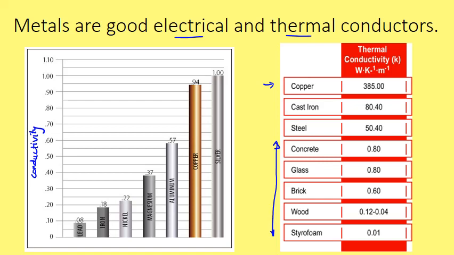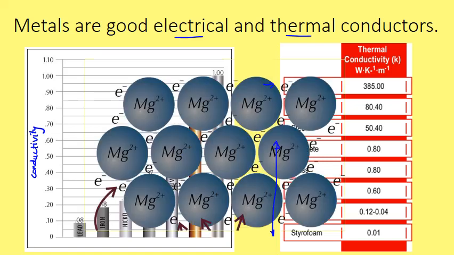So we can see data there suggesting that metals are good conductors also of heat. And it's for the same reason. The reason why metals can conduct both electricity and heat very well is because of the sea of electrons, which carry either the electricity or the energy, i.e. the heat. So let's just remind ourselves of this sea of electrons.